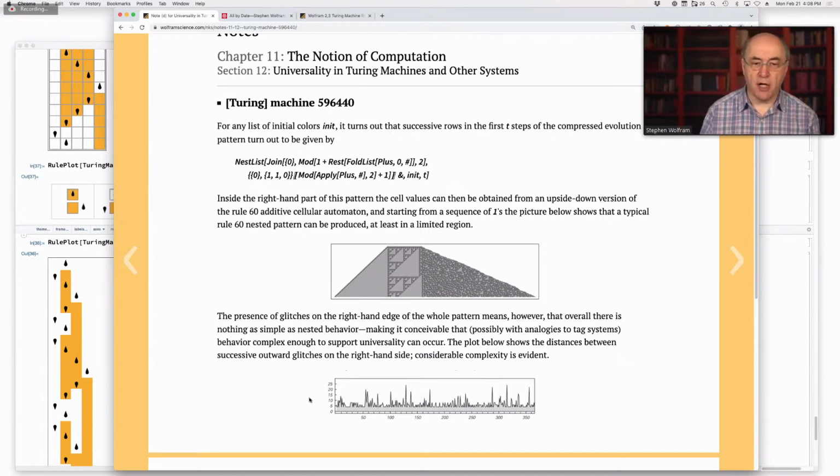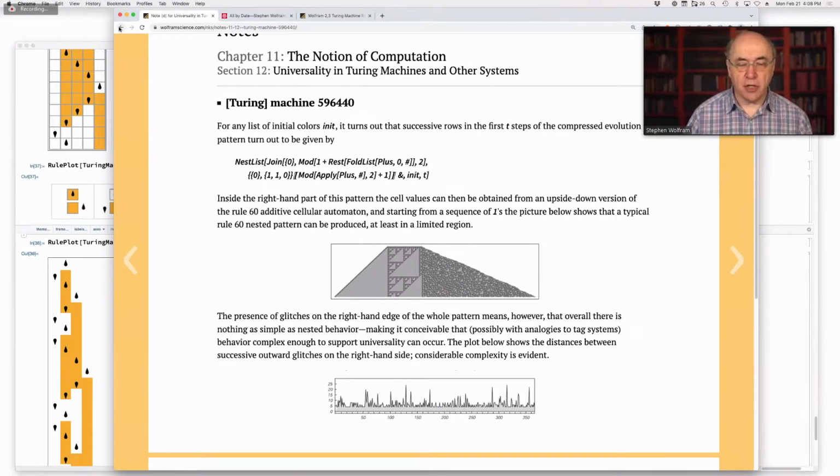If you were to observe those in some physical experiment somewhere, you would just say there must be some very complicated cause to this elaborate pattern of glitches. But no, actually, Turing machine 596440 would be perfectly adequate to produce that behavior.